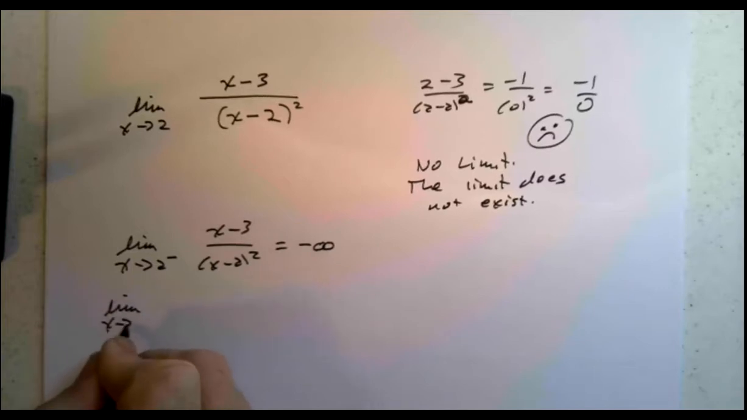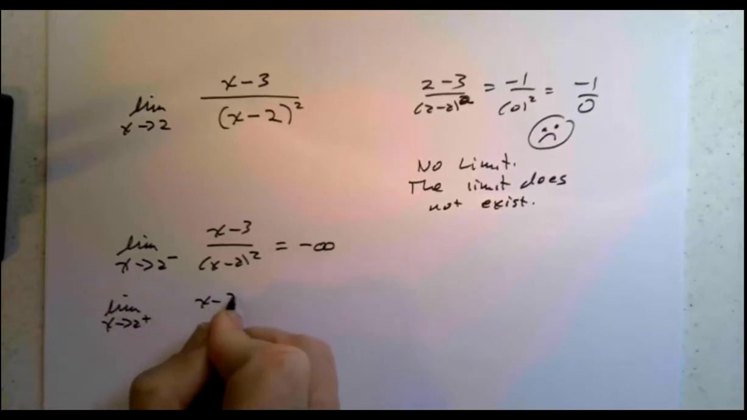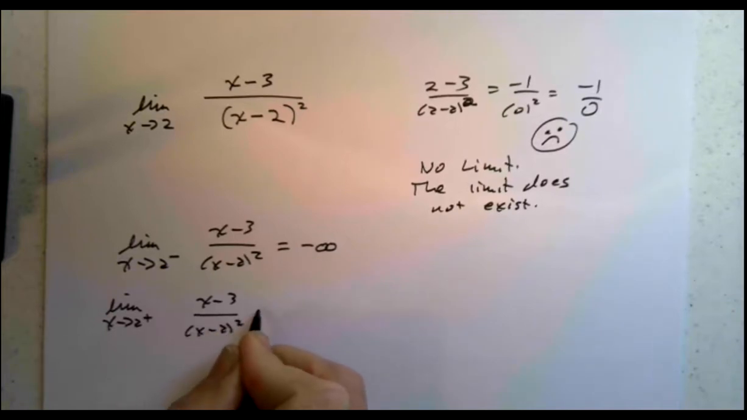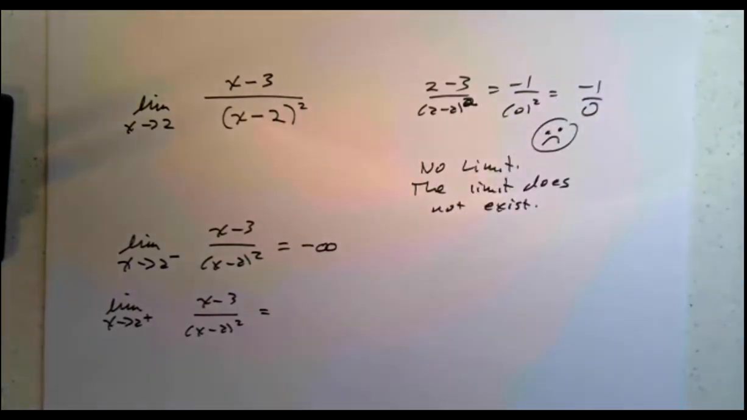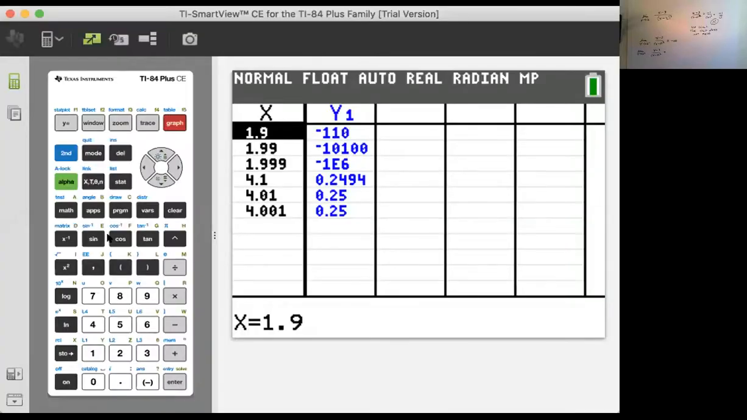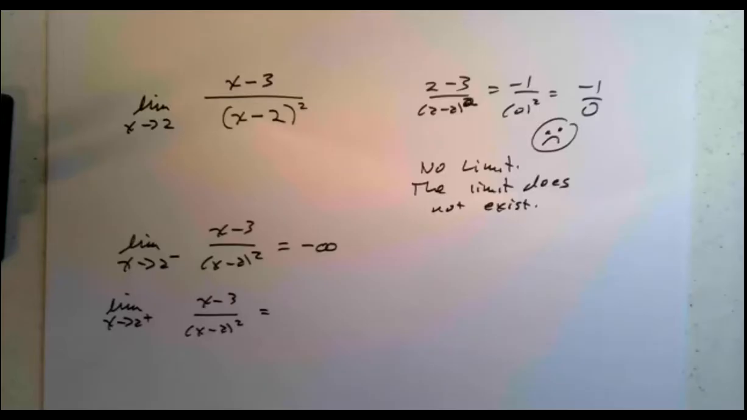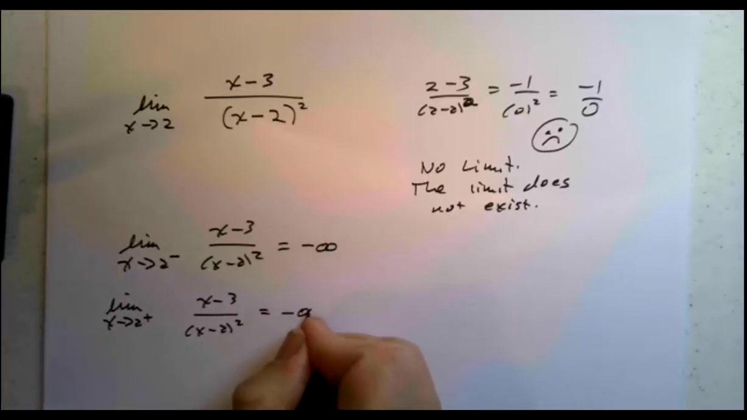The limit as x approaches 2 from the right of x minus 3 over x minus 2 squared. Again, we have negative 1 over 0, so we know there is no limit. We're approaching 2 from the right this time. 2.1, 2.01, 2.001. Notice also heading towards large negative numbers. So as we approach from the right, we can also say that's negative infinity.